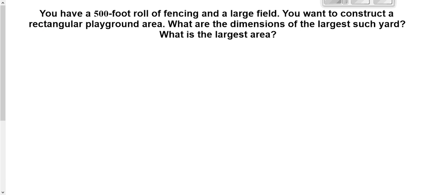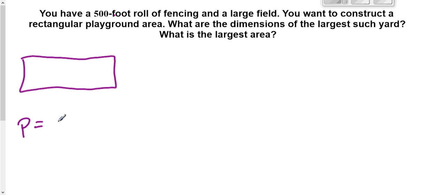This also works with an area problem. You want to construct a rectangular playground. You have a 500-foot roll, so 500 feet of fencing in this field. So the whole perimeter can only equal 500, meaning 500 has to equal the two lengths and the two widths. So we have no idea what the length is going to be, we have no idea what the width is going to be, but we know that put them all together it could be no more than 500 because that's all we have.